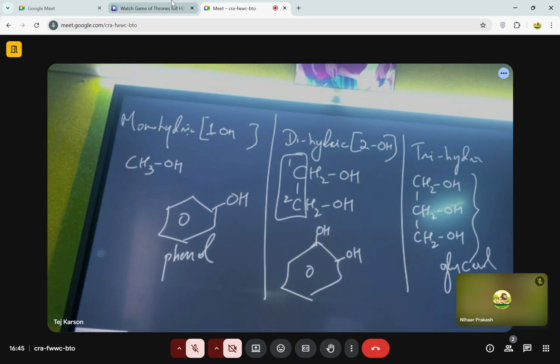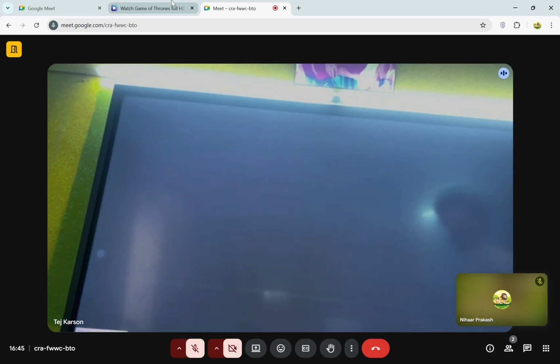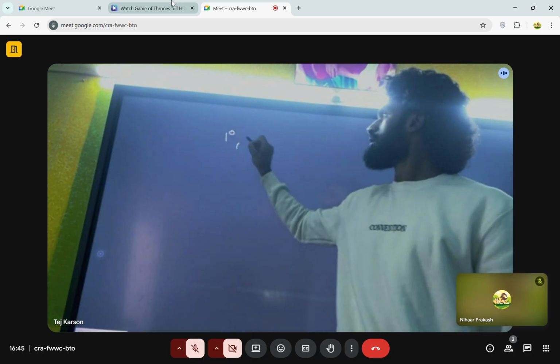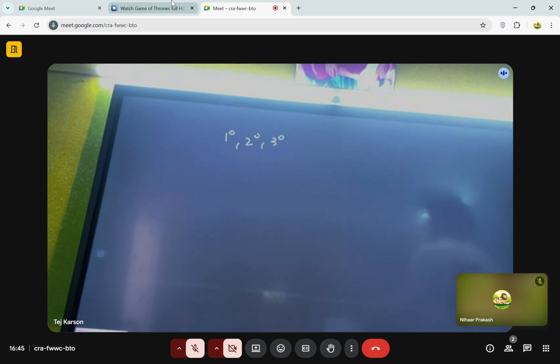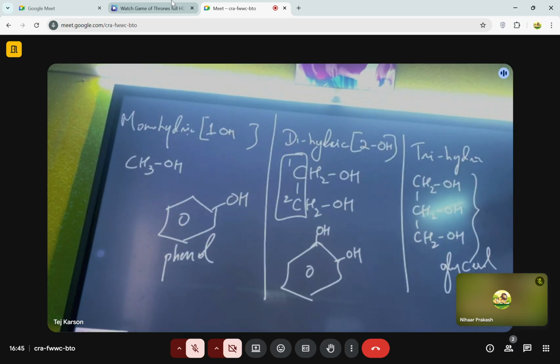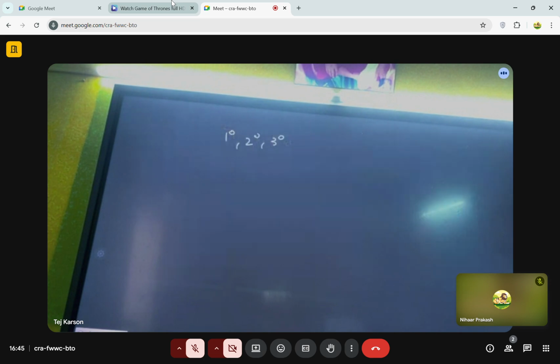Got that? That's it. See that? Next heading: primary, secondary, and tertiary. So it's based on the number of OH groups. This one, yeah. No, not this one. Everything is based on this one. Monohydrate. Yeah. Correct.